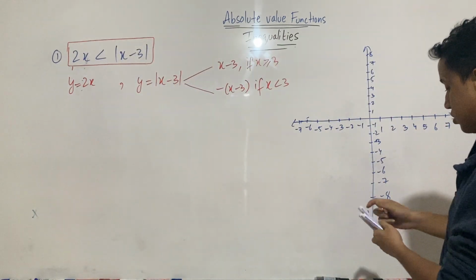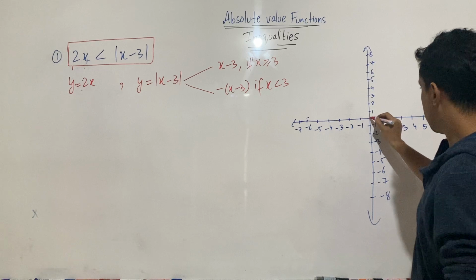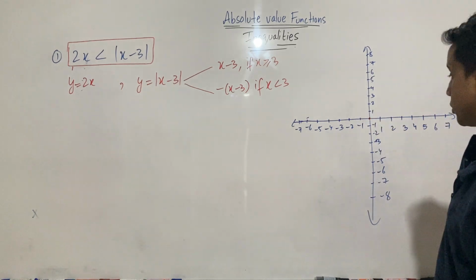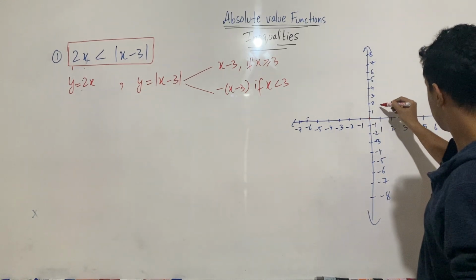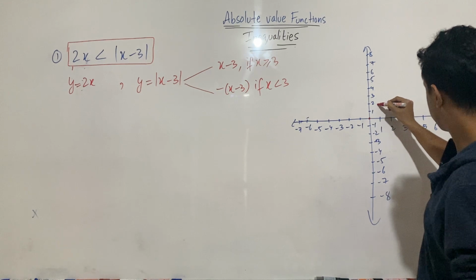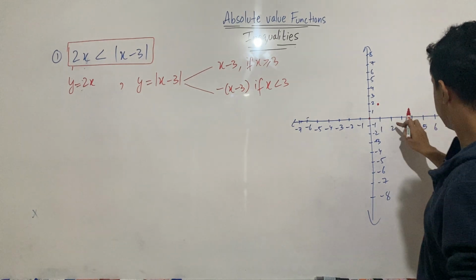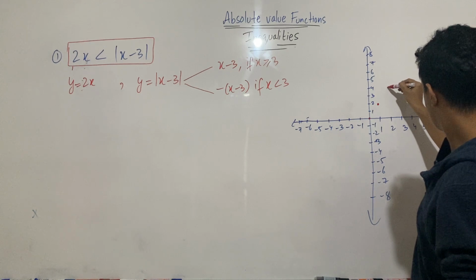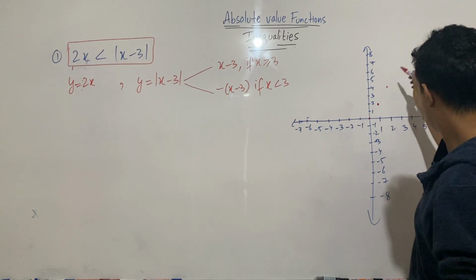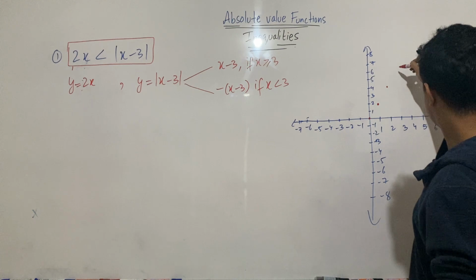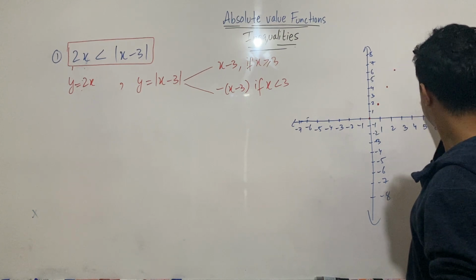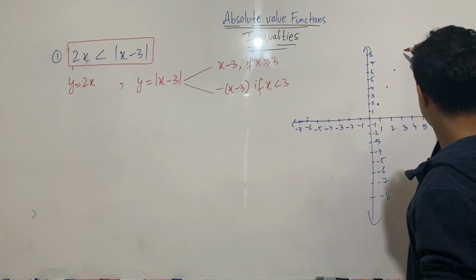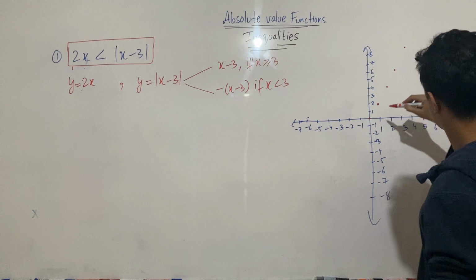Okay, so y equals 2x. If you put 0, this is going to be the point x1, y2. Okay, this one, then x2, y4, I think this one, x3, y6, I think this one, right, x4, y8, I think this one.